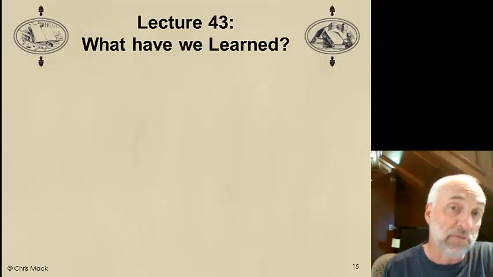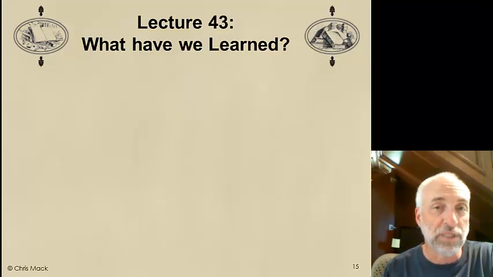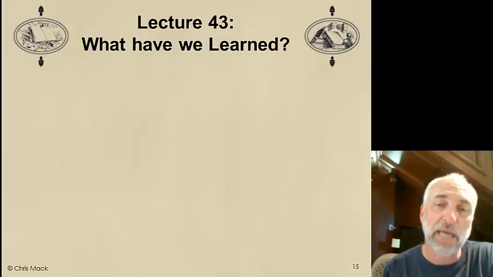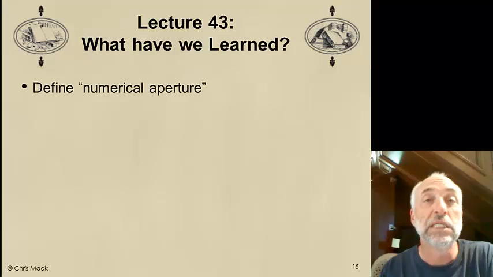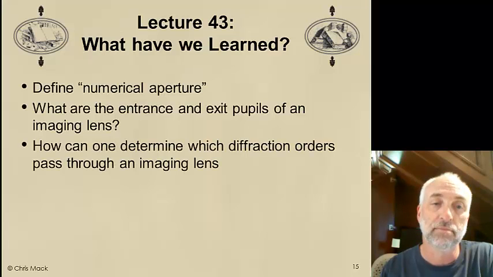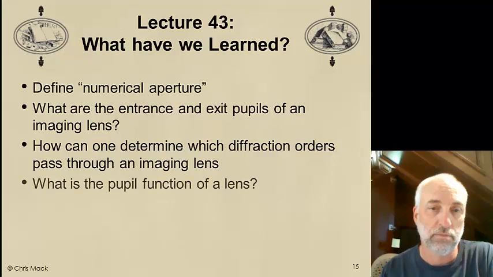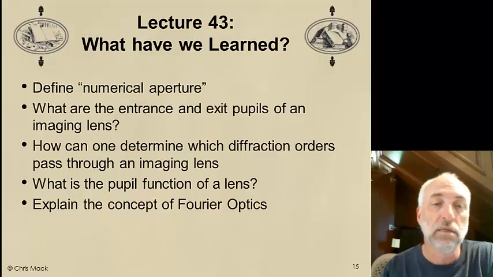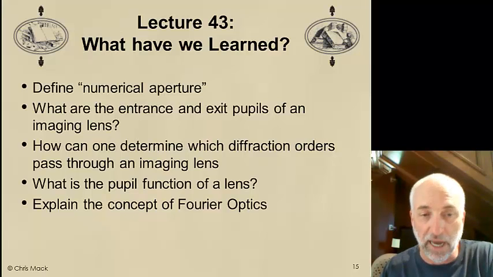Now let's take a look at what we've learned so far. You should be able to easily answer these questions. If not, you may need to go back and review the material. First, define numerical aperture. Next, what are the entrance and exit pupils of an imaging lens? How can one determine which diffraction orders will make it through a lens? What is the pupil function of a lens? What does that term mean? And explain the concept of Fourier optics.